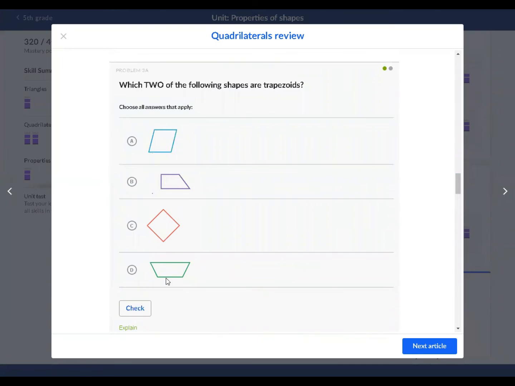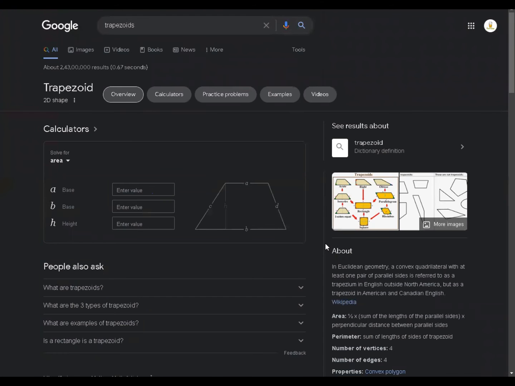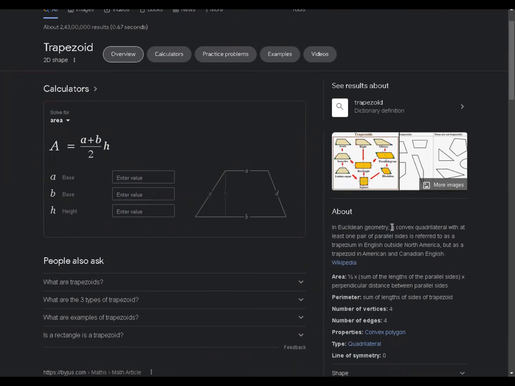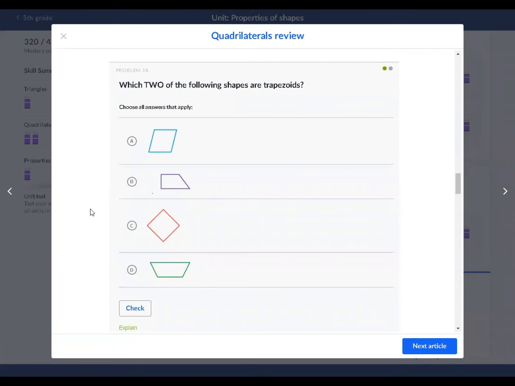Which two of the following shapes are trapezoids? So maybe you have heard this word for the first time. A trapezoid is a quadrilateral with at least one pair of parallel sides. So it should have one pair of parallel sides, like exactly one. I think so, that's the main definition. I don't know, this is a parallelogram, I guess. It's a parallelogram, right? I mean, a trapezoid, yeah.